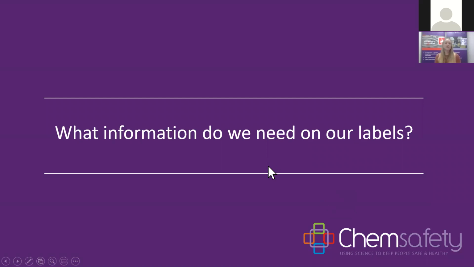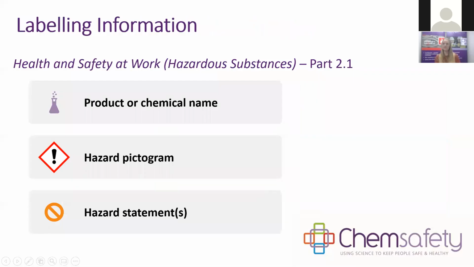What information do we need on our labels? So this is for our workplace labels. There are 3 minimum requirements as listed on the screen. This is the product or chemical name. For instance, it might be ethanol, or I might have ethanol 70% if I have a dilution product.